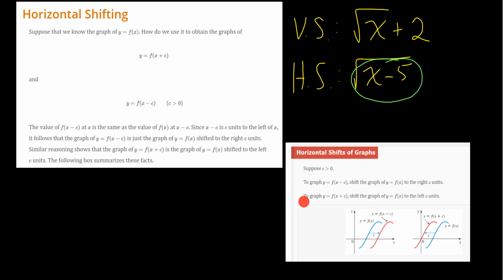And if we wanted to graph y is equal to f of x plus c, then we're going to be shifting left c amount of units. So again, the blue line is my parent function in this particular example. And we're going backwards. We're shifting left c units. So if we do subtraction, to the right; addition, to the left.